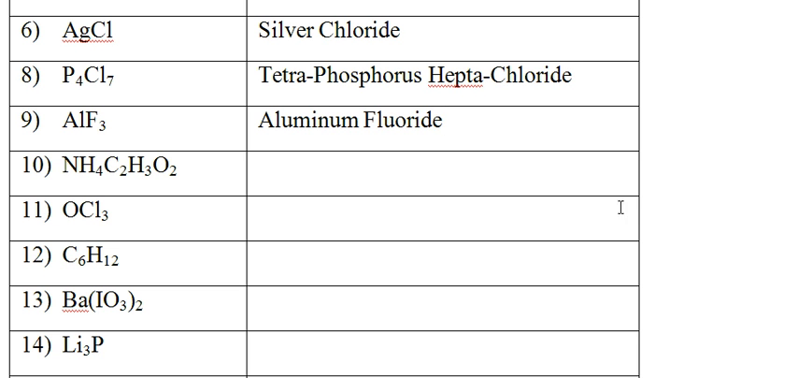Alright, number 10. This is usually the great problem here. What I want you to recognize in number 10 is that we have nothing but non-metals in this compound. They're all non-metals. However, this is not a molecular compound or a non-metal with a non-metal. I want you to recognize that we actually have 2 polyatomics. We have ammonium, and we have a second polyatomic, which is acetate.